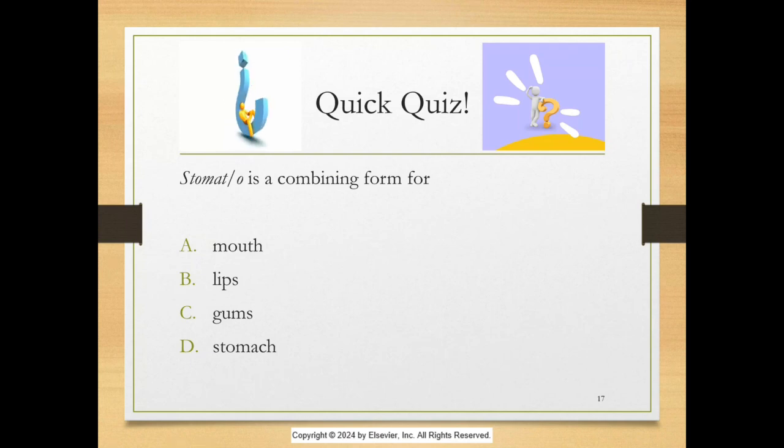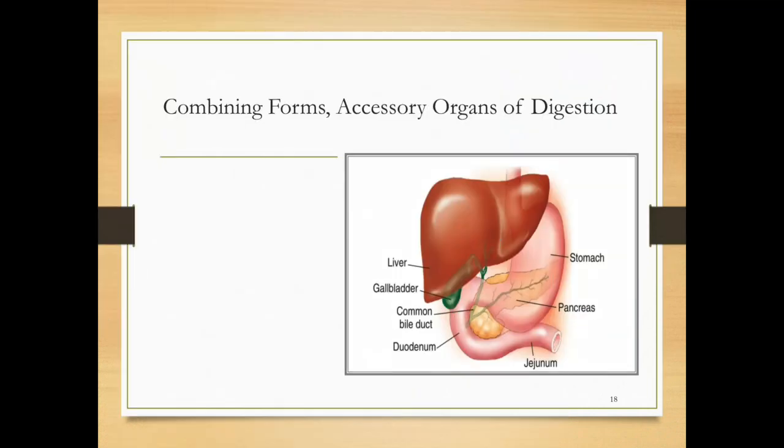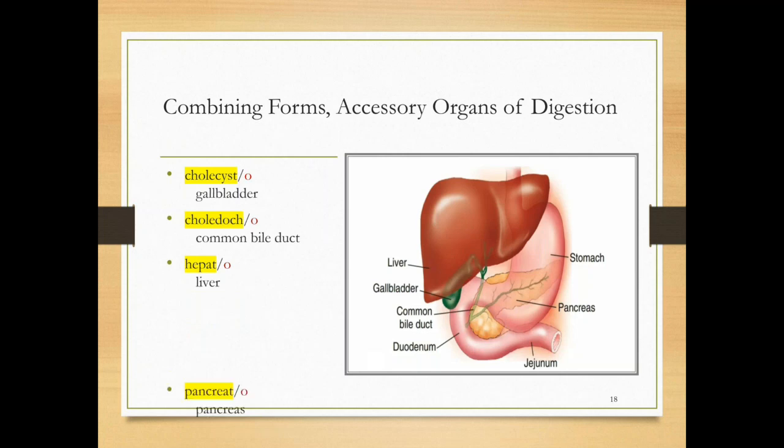Combining forms. Accessory organs of digestion: cholecysto means gallbladder, choledocho means common bile duct, hepato stands for liver, pancreato means pancreas, and sialo stands for salivary gland.